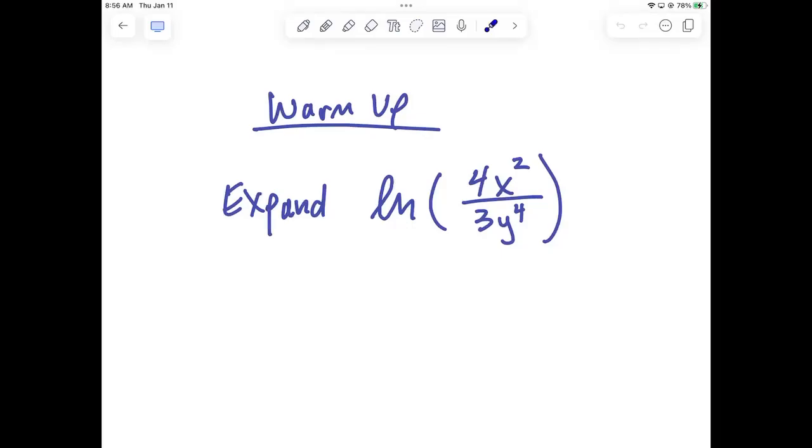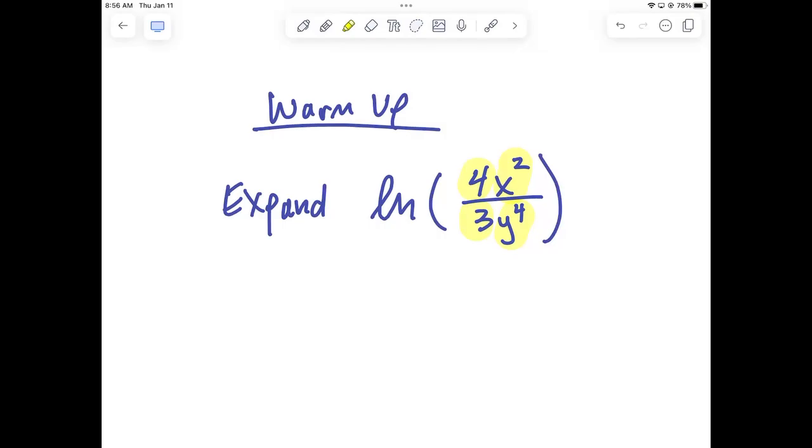Expand. So we have the natural log. By the way, just to review, ln is log base what? E. It's log base e. It's the natural base. That's why we call it the natural log. So to expand it, we've got four factors. All right, we've got four factors, don't we? We've got a 4, an x squared, a 3, and a y to the fourth.